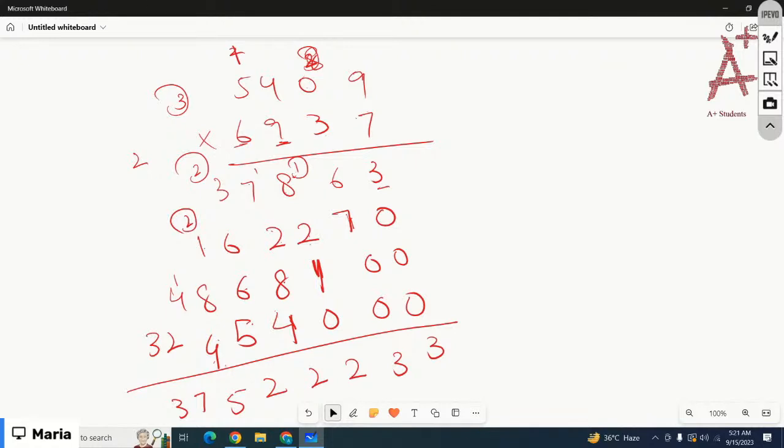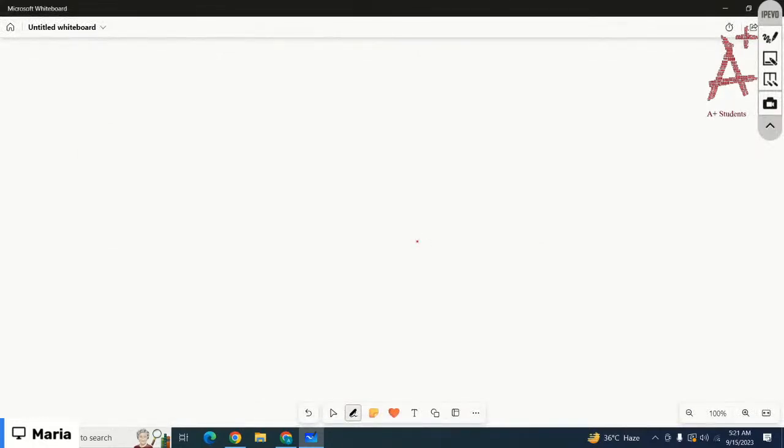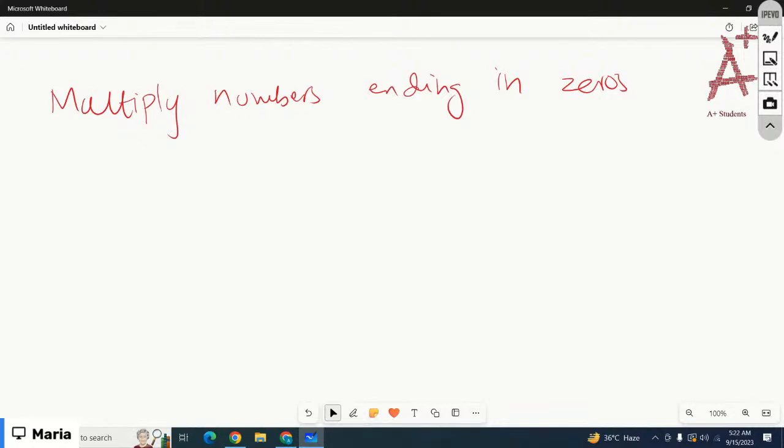We'll do the practice questions later. So the next lesson is multiply numbers ending with zeros. How do we multiply numbers that end with zero? For example, you have to do 40 times 700, right?